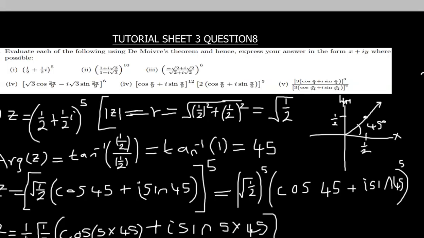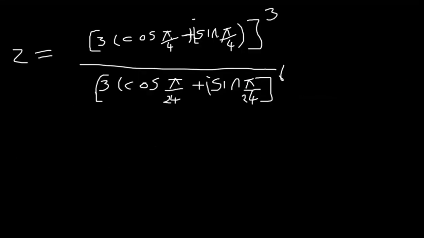So even this one is straightforward, because you are just going to raise this to the power 3, raise that to the power 6, and then you divide them. Now since you are dividing two complex numbers, instead of adding the angles, you are going to subtract the angles. Anyway, let's do it. So this is the question.